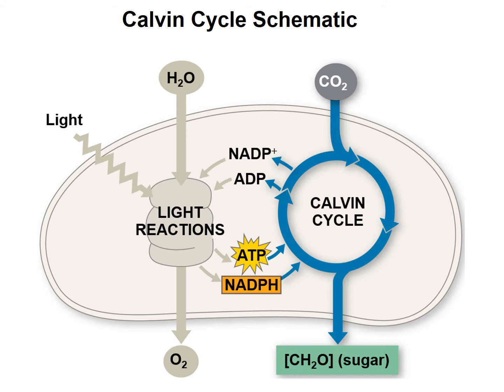So we talked about the left-hand portion of this process in this slide, the light reactions. Now we're going to talk about the Calvin cycle, where the ATP and NADPH generated from the light reactions are going to be used along with carbon dioxide to produce a sugar.